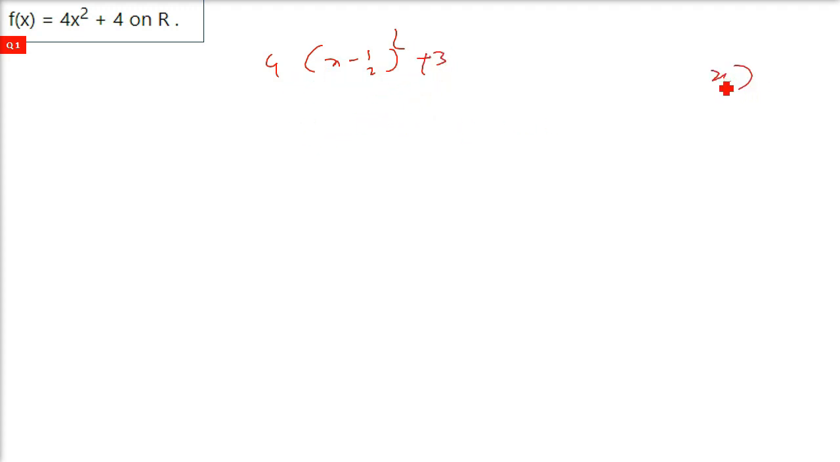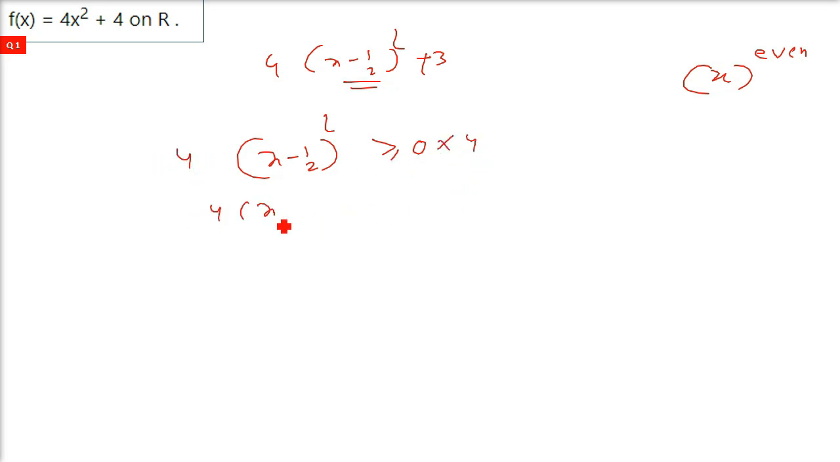And I told you that anything to an even power, which is square, 4, say 16 or 16,000 or whichever, is always greater than or equal to 0. It can never be less than 0. Multiply by 4 on both sides. So 4 into (x minus half) whole square is greater than or equal to 0. We have multiplied both sides by 4. Now add 3 on both the sides.